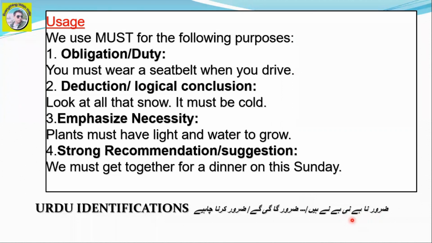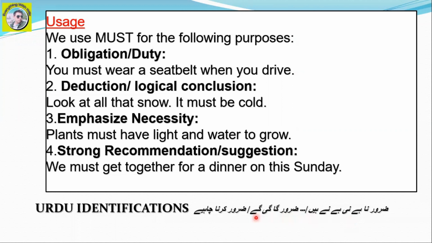So for this purpose we use must, we do not use have to. See, we use have to when we are not putting a lot of stress. We simply say मुझे वहां जाना है, I have to go there. But if I say मुझे आज वहां जरूर जाना है, so I would say I must go there today. ठीक है?